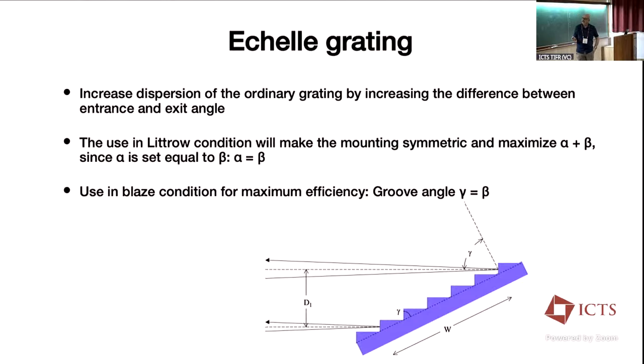So I take the grating, and Echelle in French means stairs, stairways. So that's because it looked like that. And I use it this time in Littrow condition. And I make this angle here as steep as possible. If I do that, then I maximize the optical path difference between the different beams here. And I get a high order diffraction. And I get this formula here.